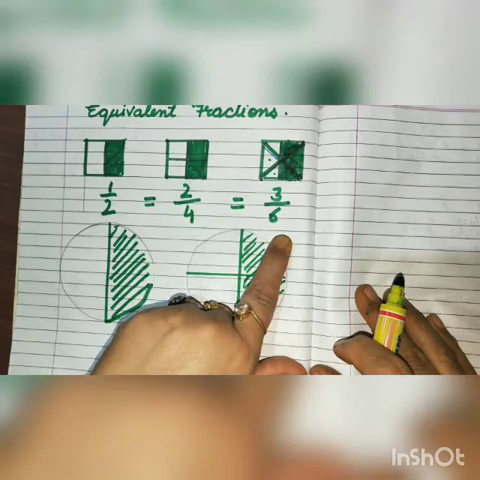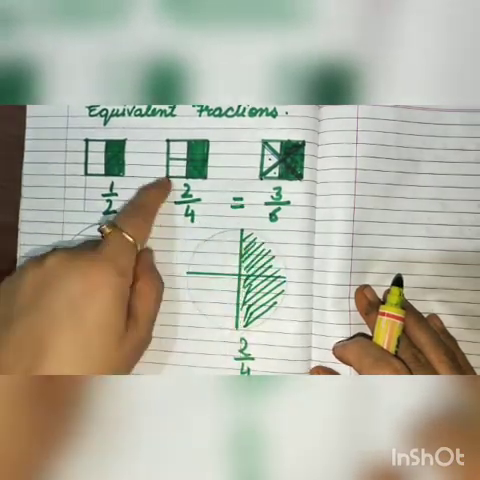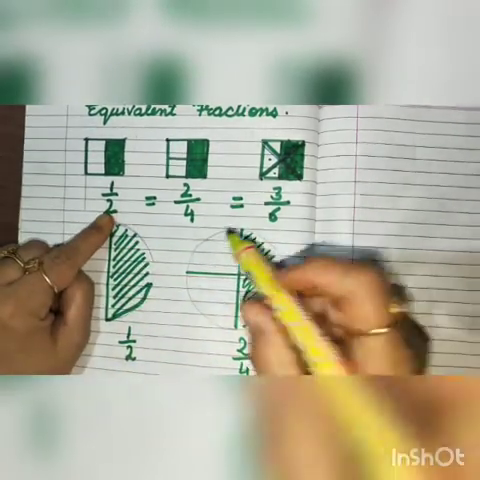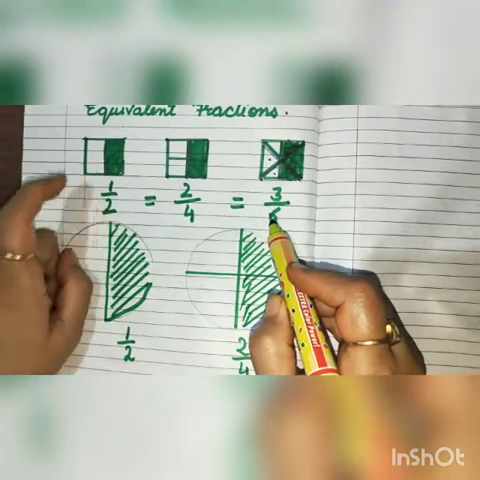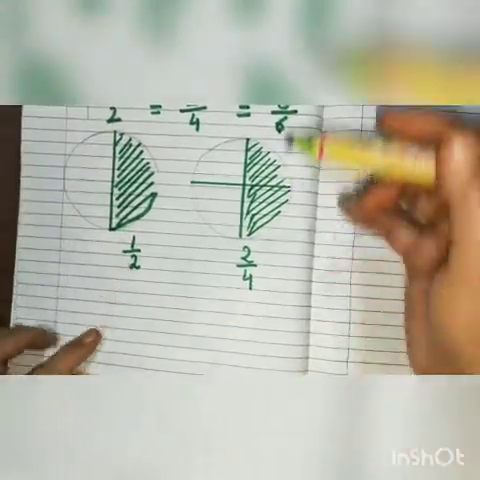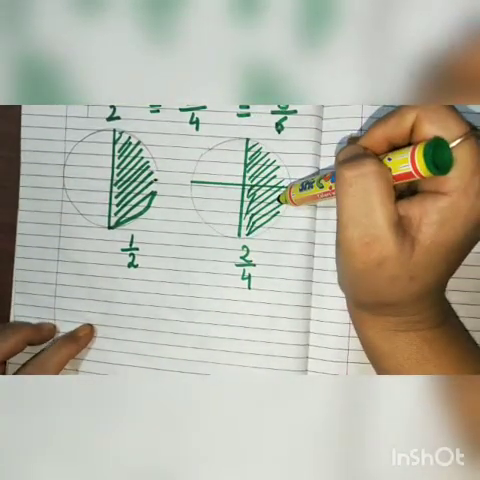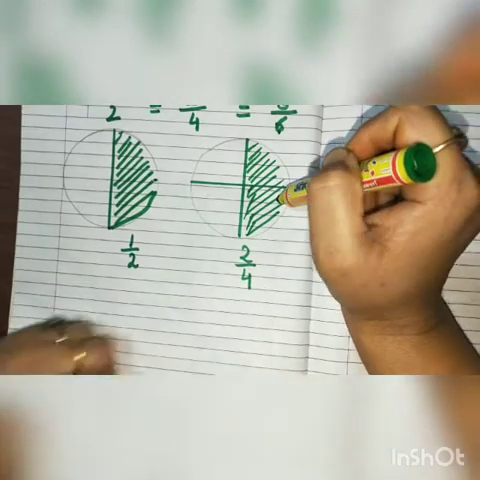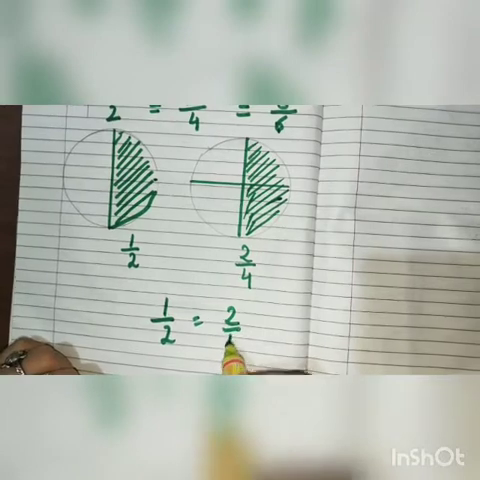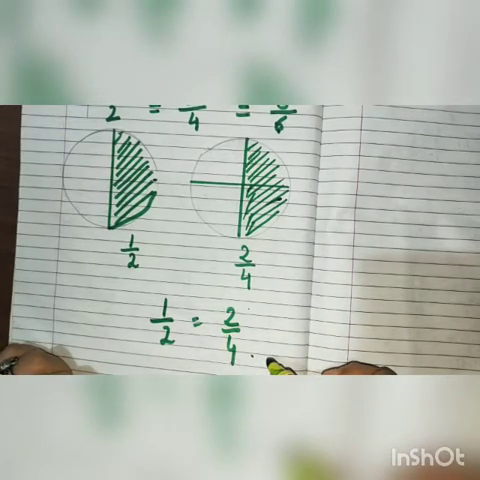These are called equivalent fractions. 1 by 2 is equal to 2 by 4 is equal to 3 by 6. 2 by 4 and 3 by 6 are equivalent fractions of 1 by 2. ये दोनों equivalent fraction किसके हैं? 1 by 2 के. Here in this circle, look again, half the circle is shaded. Here again half the circle is shaded. It means these 2 fractions are equivalent. 1 by 2 is equal to 2 by 4. 2 by 4 and 1 by 2 are equivalent fractions.